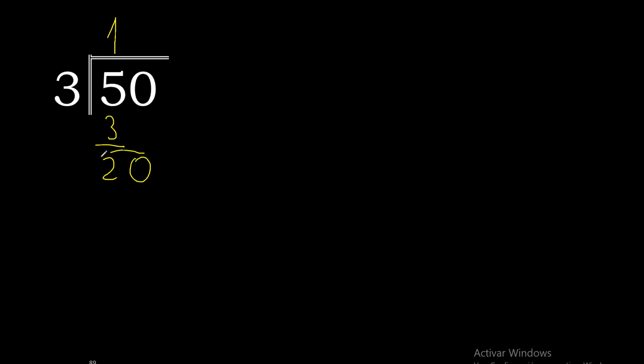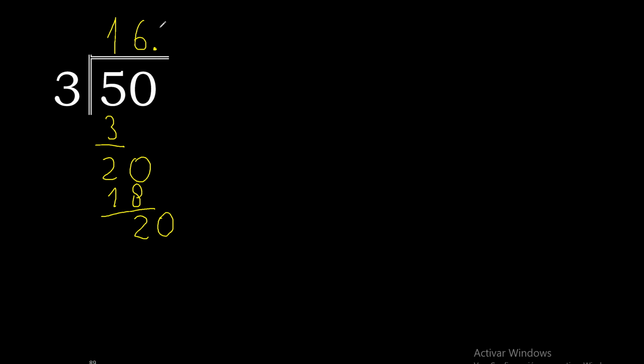0. 20. 3 multiplied by 7 is 21, excessive. Multiplied by 6, 18. 20 minus 18 is 2. There is no number that goes down, therefore complete. Always complete with 0 and here with the point.